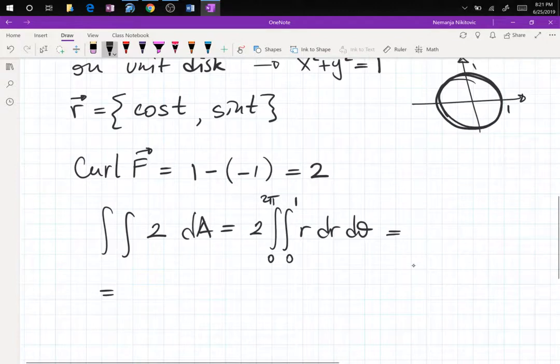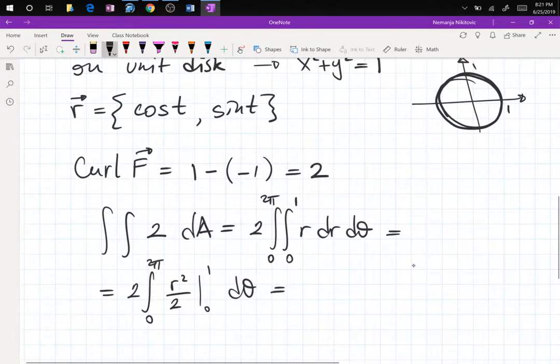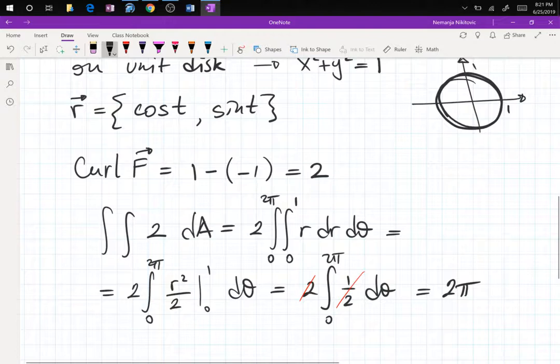So when you integrate here, you have 2 times the integral from 0 to 2 pi of r squared over 2 from 0 to 1 d theta. That's 2 times the integral of 1/2 d theta from 0 to 2 pi. The half will kill the 2, and when we integrate we get theta, plug in 2 pi, we get 2 pi, which is exactly what we got earlier. Except now we used only 2 steps. Earlier we had a heftier calculation, chasing things around using the line integral.